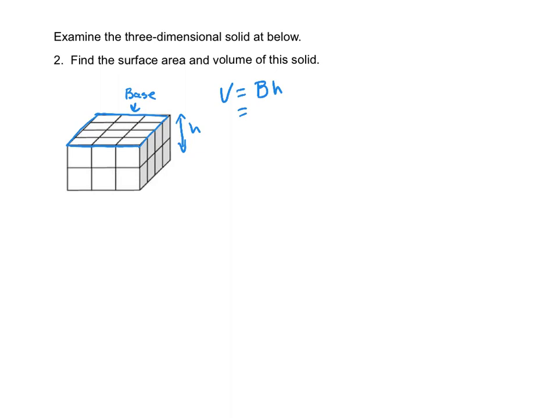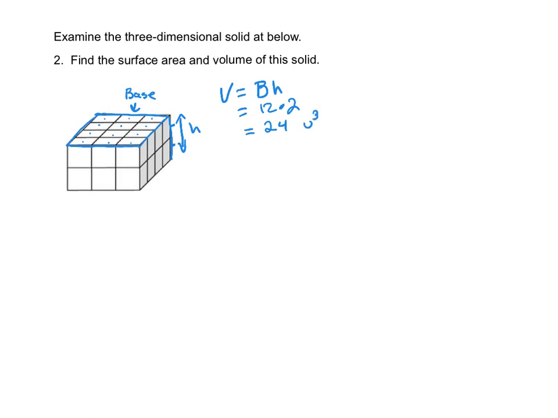So if I want to find the area of the base, there's really two ways I can do it in this diagram. I can just count the number of squares on top: 1, 2, 3, 4, 5, 6, 7, 8, 9, 10, 11, 12. There are 12 of them, so the area of the base is 12. Then I need to multiply that by the height. I'm just going to count 1, 2, and it's 2 units high. So when I multiply that, I'll get 24 units cubed.